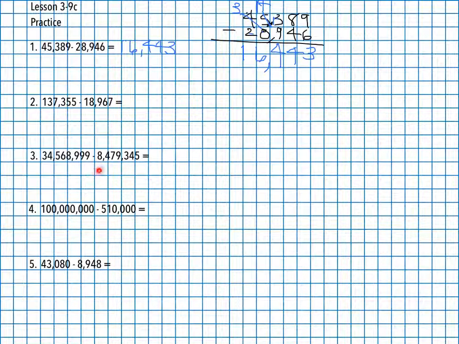Problem number 3 is 34,568,999 less 8,479,345. Problem number 4 is 100 million less 510,000. And problem number 5, your last problem, is 43,080 less 8,948. So why don't you pause the video? I want you to work these 4 problems. And when you are done, restart the video and I will give you the correct solutions.